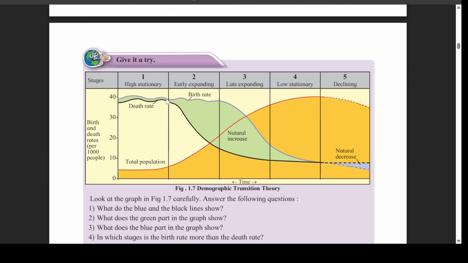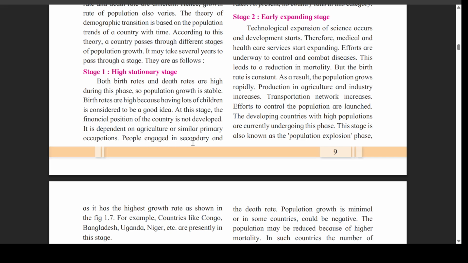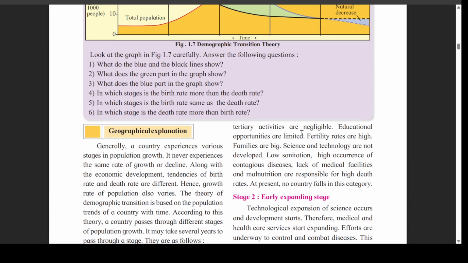This is the high stationary stage. Birth rate and death rate both are high. Population is stable. People engaged in secondary and tertiary activities are negligible. Educational opportunities are limited. Fertility rates are high. Families are big. Science and technology are not developed. Low sanitation, high occurrence of contagious disease, lack of medical facilities, and malnutrition are responsible for high death rates. At present, no country falls in this category.